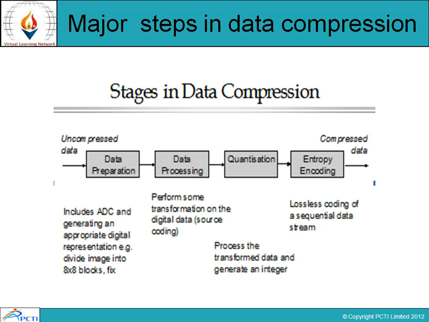Now, there are major steps in data compression. In all, we have 4 steps. The first step is data preparation. This step includes an analog to digital conversion and generates an appropriate representation of the information. An image to be compressed is divided into blocks of 8x8 pixels and represented by a fixed number of bits per pixel. This is also called picture preparation with respect to image compression.